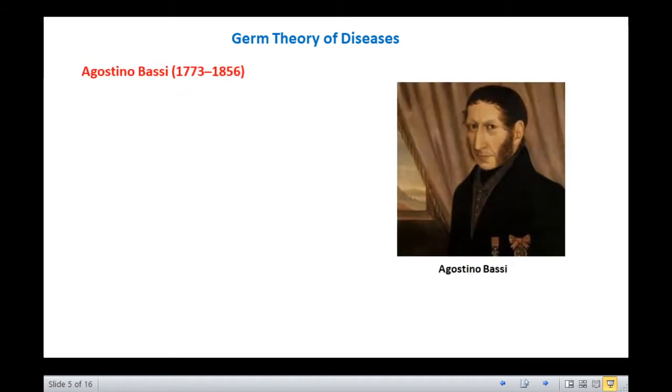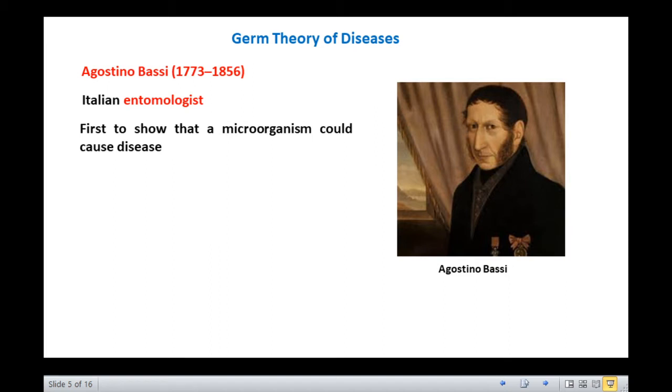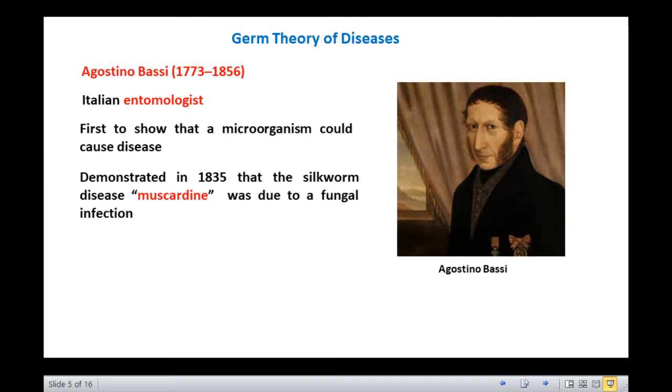The first to provide absolute proof for germ theory was Agostino Bassi. He was an Italian entomologist who was the first to show that a microorganism could cause disease. He demonstrated in 1835 that the silkworm disease by the name muscardine was due to a fungal infection. This parasitic fungus is now known as Beauveria bassiana.